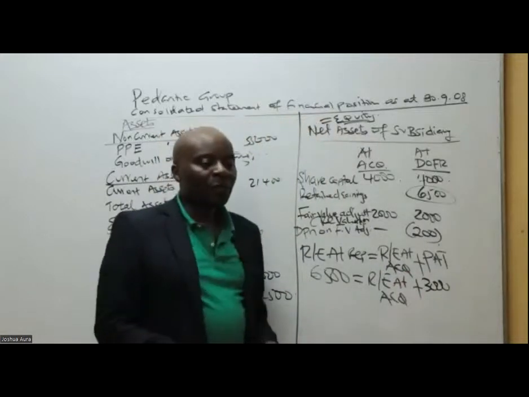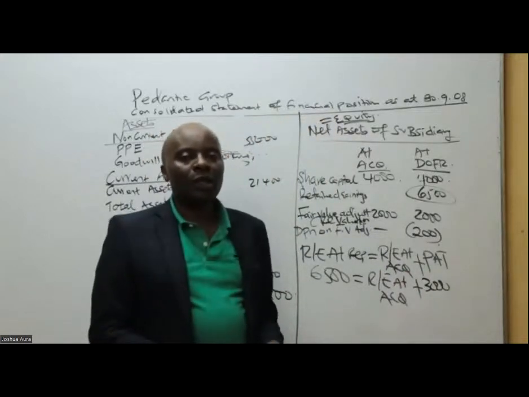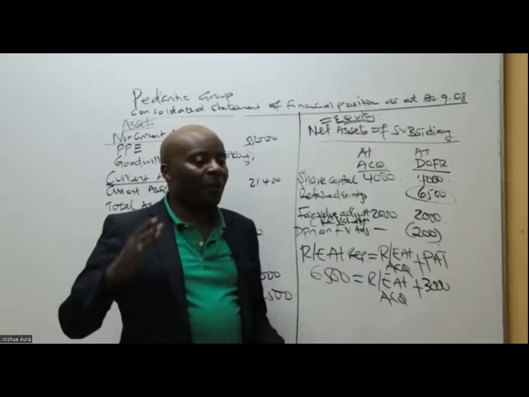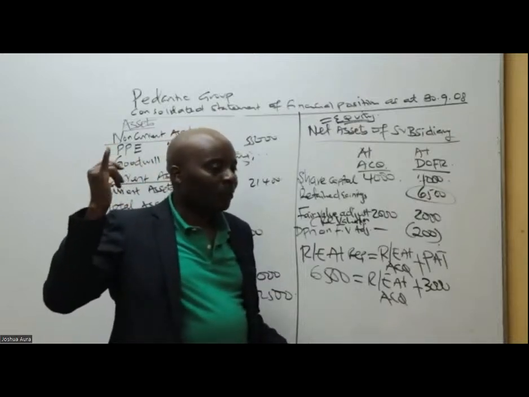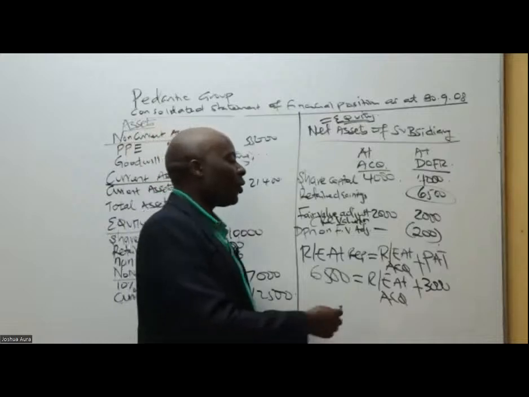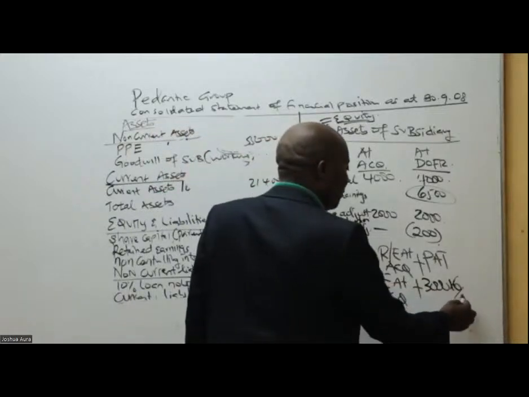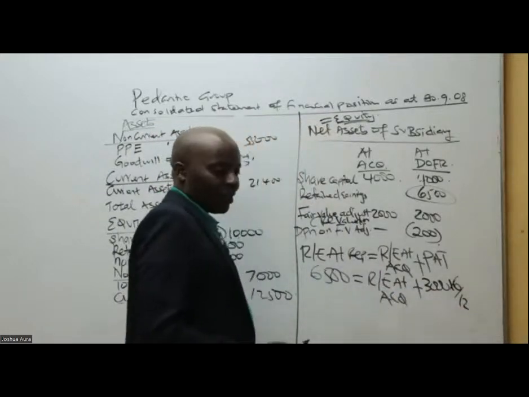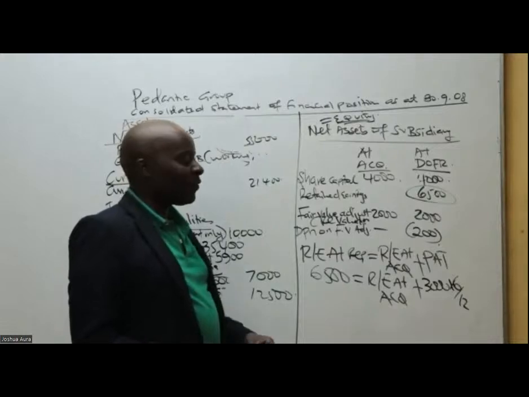And you stayed with your subsidiary for how many months? We stayed with our subsidiary for 6 months. So now it is 3,000 times 6 over 12, which is the same as 1,500.